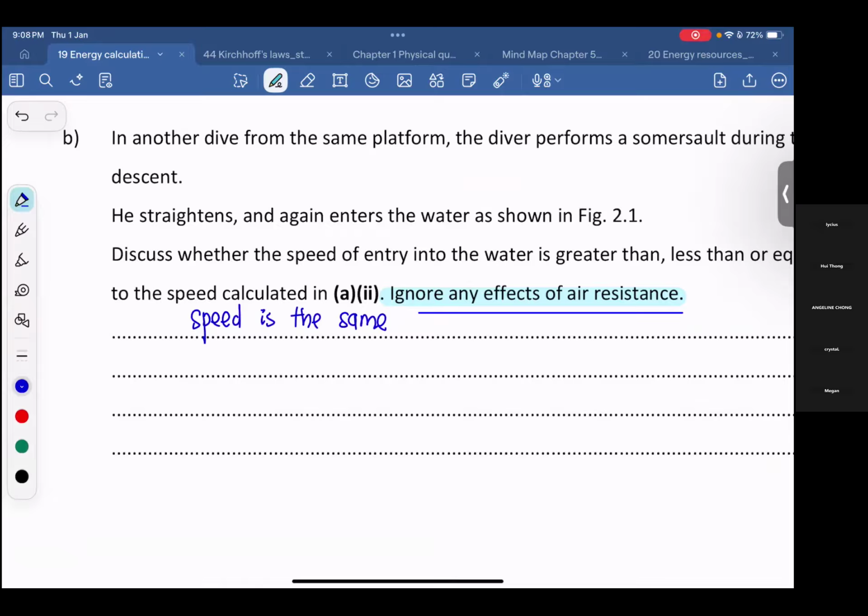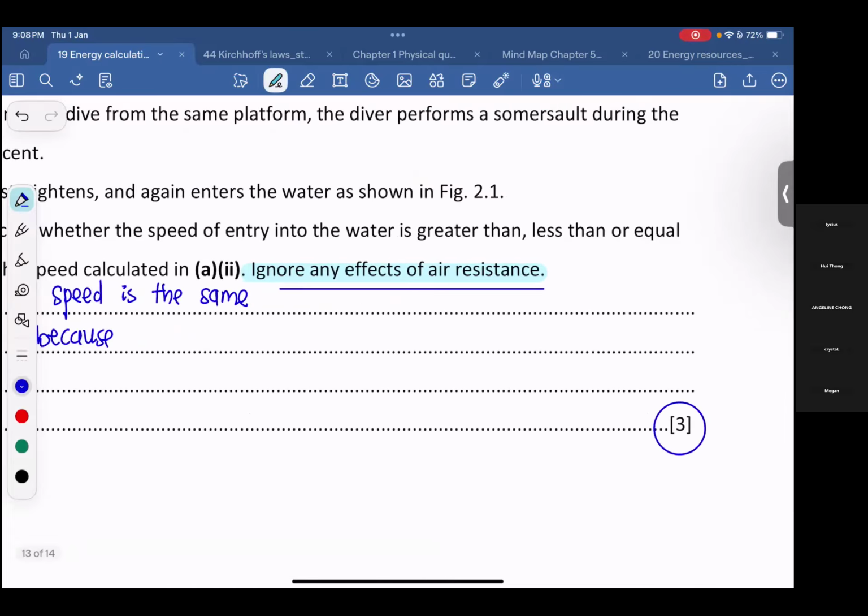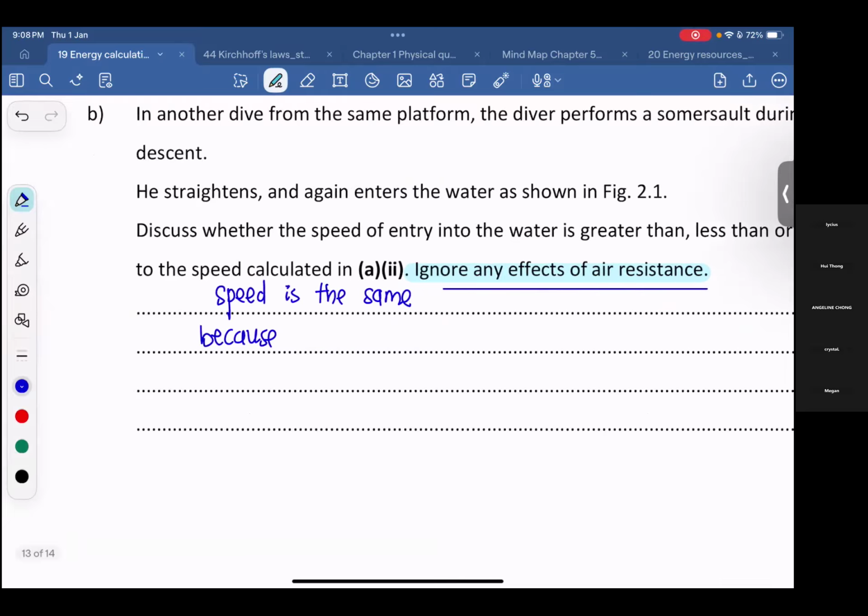Okay, why? Because, 3 marks, dear, 3 marks. You always need to answer the question by referring to the marks first. Before you refer to the marks, then you know how many points you should write. Okay, because of what? Loss in GPE is the same. Then kinetic energy gain is the same. So of course your speed at the end is still the same.